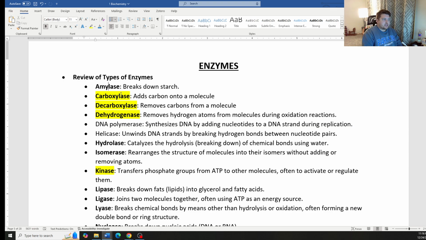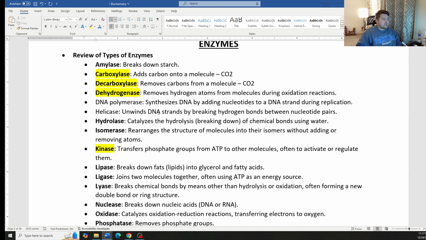So amylase, its job is to break down starch, break down carbohydrates. Carboxylase adds carbon onto a molecule. Decarboxylase removes carbons from a molecule. Most often, this is referring to CO2 molecules. So you will see a carboxylase, you are using a CO2, you're adding a CO2 back. Decarboxylase, you're creating a CO2, you're removing it off of it. Dehydrogenase, removing of hydrogen atoms.